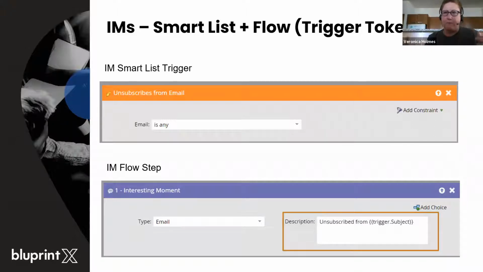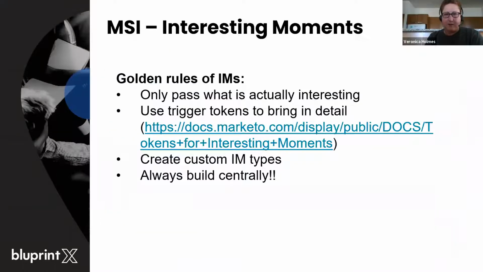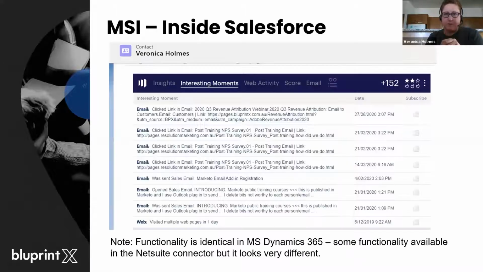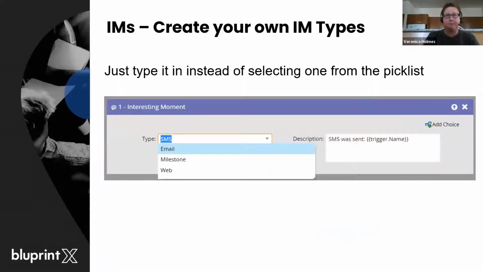So if it was visits web page or visits pricing page, it would have this person visited X page, in terms of the web page that you would put there. Just to backtrack up a little bit, on the docs page, there is an entire glossary for the types of tokens you can use for interesting moments. I recommend you get really familiar with them because you can do some really cool things with these tokens and push forward lots of really awesome information to your sales teams. So it's a good thing to get on top of.